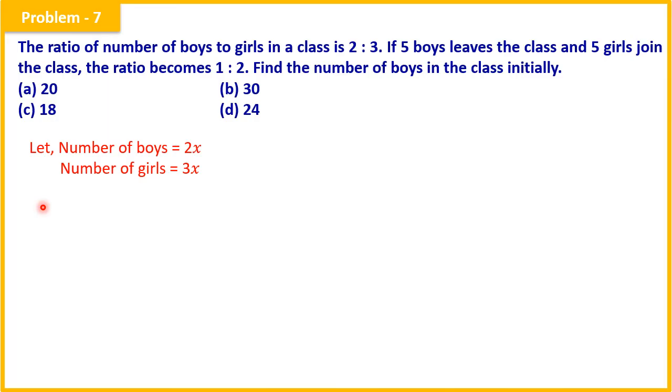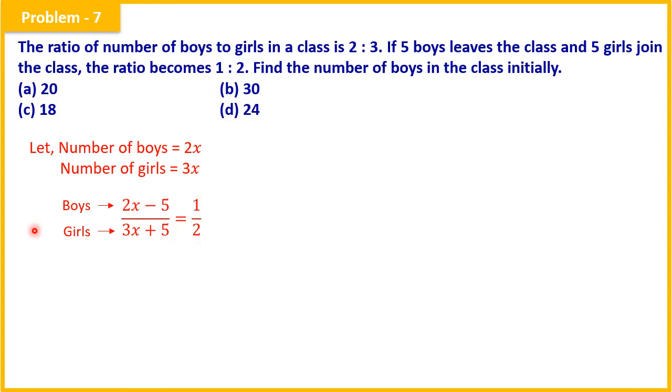Now we will build the equation, whatever is mentioned in the problem. It is said that 5 boys leave the class. So initial number of boys are 2x, इसमें से 5 कम कर देते हैं, -5, and 5 girls join the class. So initial number of girls है 3x, उसमें +5 कर देते हैं, and this is equal to 1/2. The ratio becomes 1:2, that is 1/2.